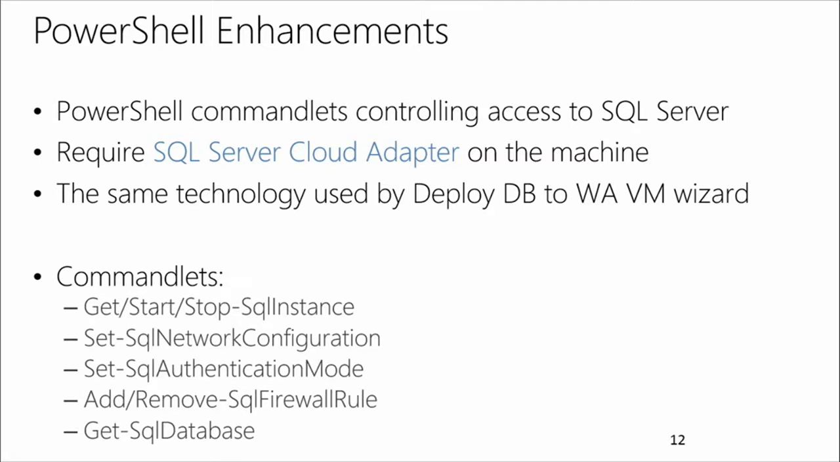PowerShell scripting currently doesn't cover the whole set of features that the Deploy Database to Windows Azure VM Wizard has, but it covers the most important part. What those cmdlets allow you to do is a few things. You can get some configuration of the SQL Server, such as network configuration, and you can set it. You can restart, stop, and get the status of the SQL Server instance. You can change the authentication mode of the SQL Server instance, and you can add or remove your SQL Server related firewall rules.